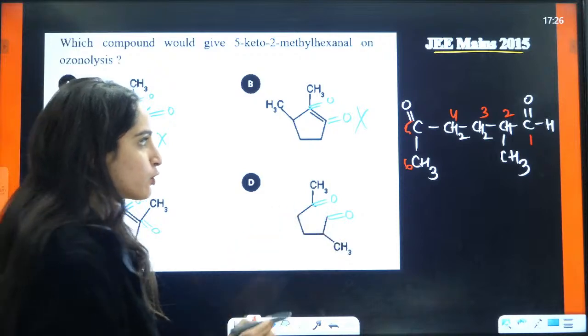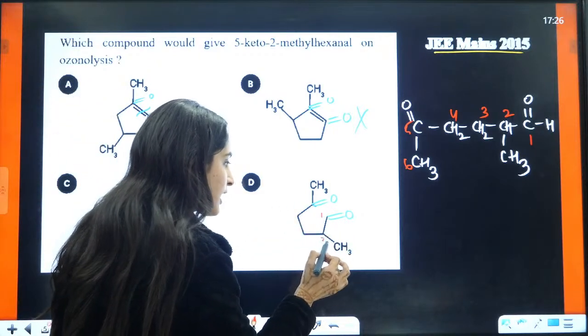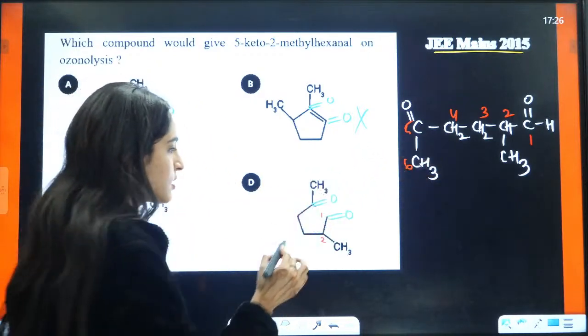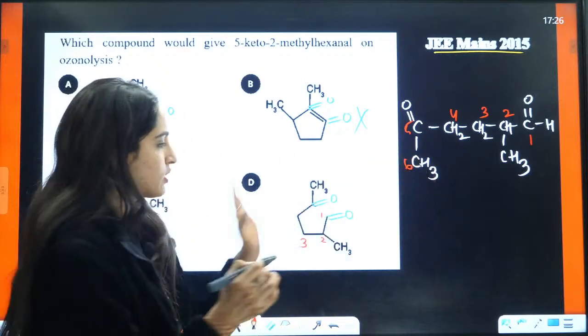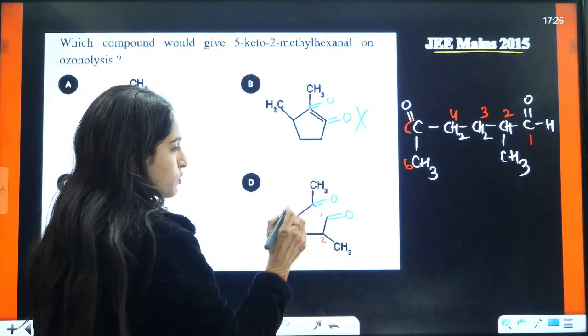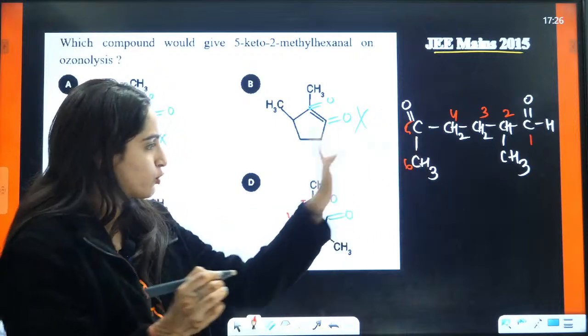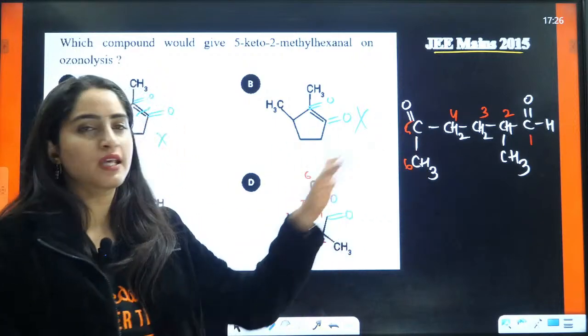That is your aldehyde group, right? One position. Second position you have a methyl group. Third position you have CH2. Fourth position you have CH2. Fifth position you have a ketonic group. Sixth position you have CH3.